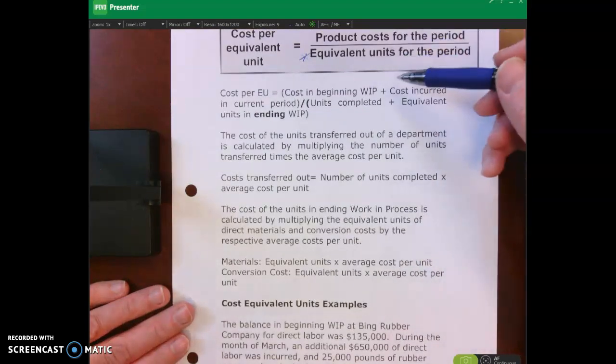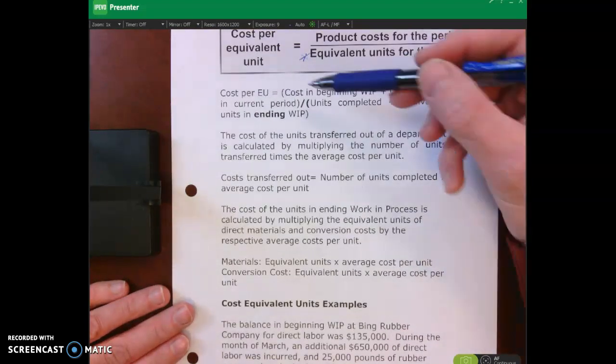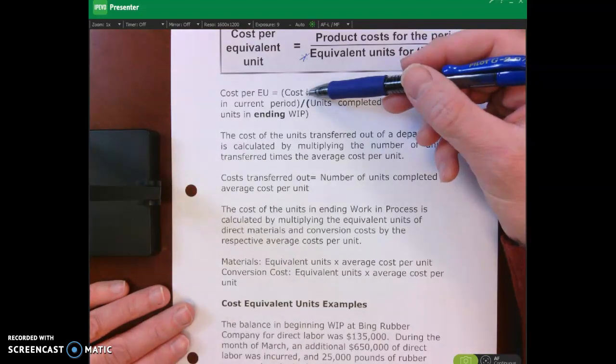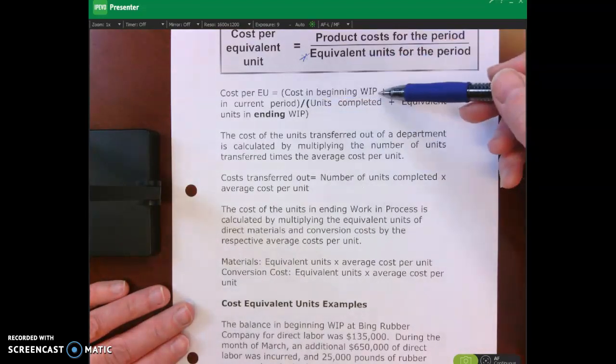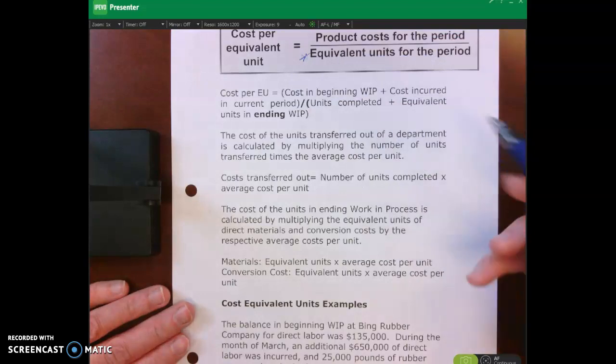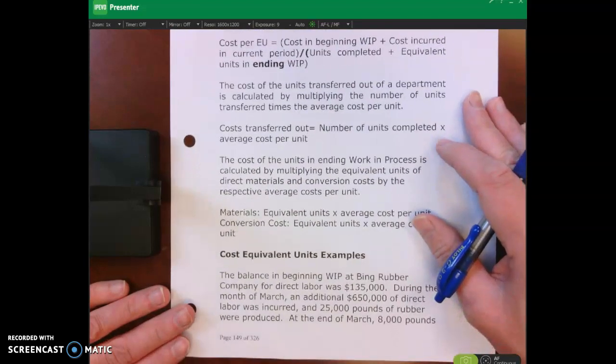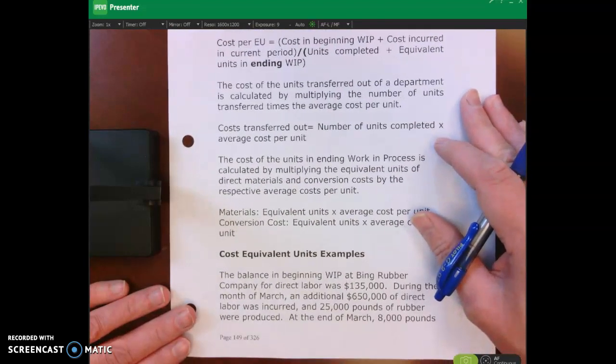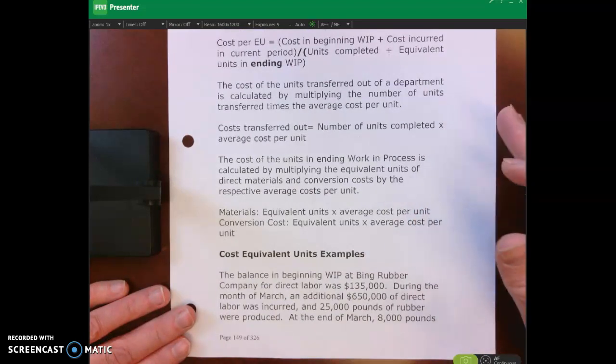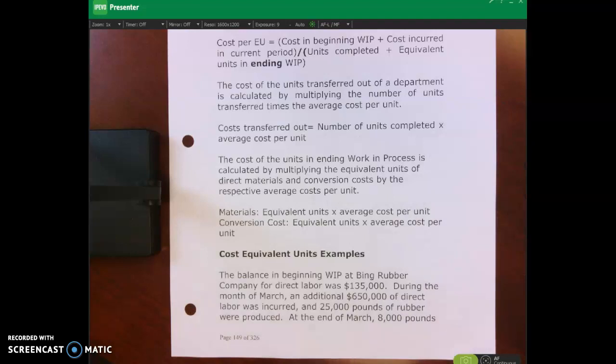One of the things you can do to help you solve these problems is to write down this formula and let it guide you in solving these word problems. Because when you get these word problems, you've got a lot coming at you, and it can be difficult to remember what's relevant and what's not relevant. When you look at the actual formula, that will help you.